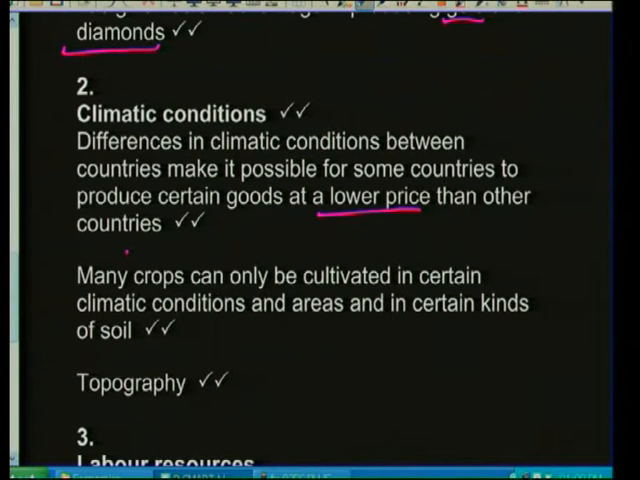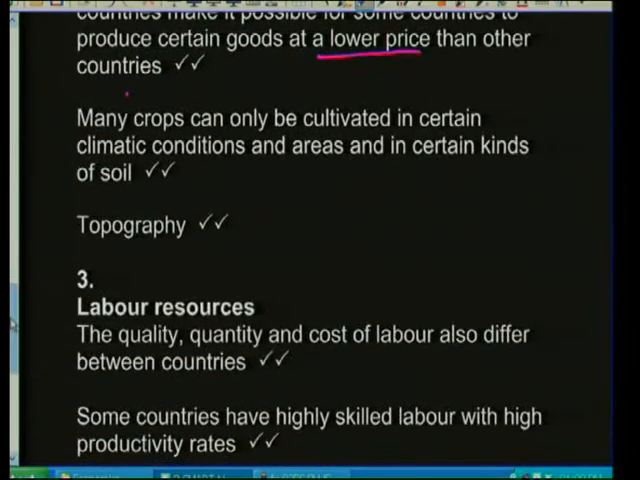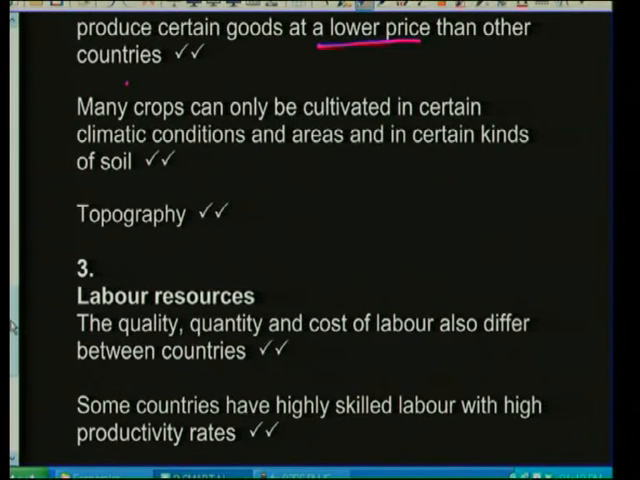Many crops can only be cultivated in certain climatic conditions and areas and in certain kinds of soil. That is why we very often have to import certain products from other countries because we just cannot produce it in our own country. Topography, this is a very important point. Some countries have very mountainous areas, and even though the soil might be fertile, they cannot make use of it because they actually cannot reach those areas.